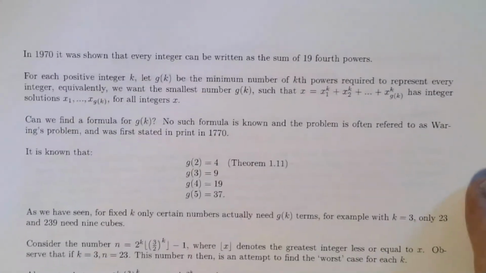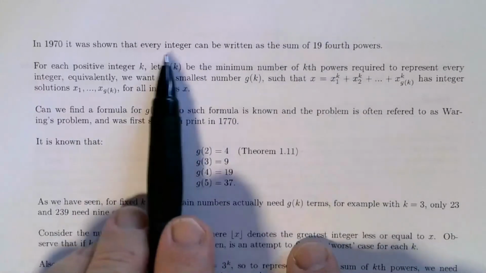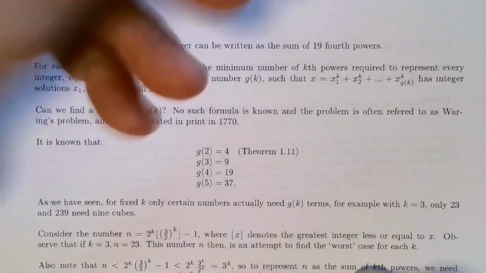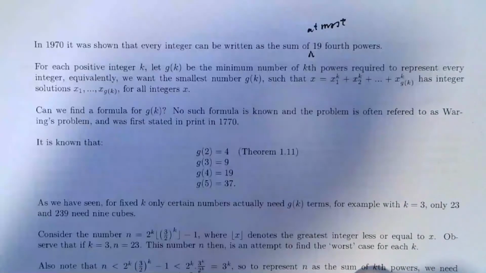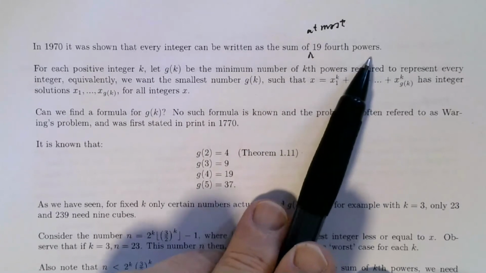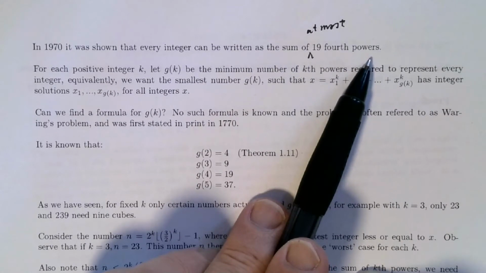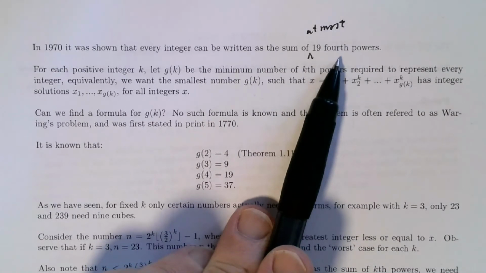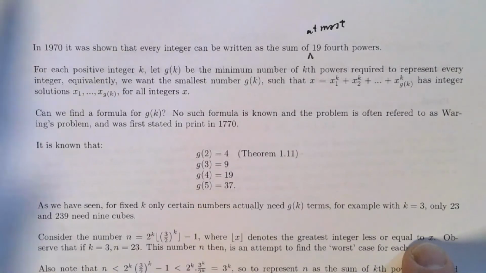Now, in 1970, which is mathematically quite recent, it was shown that every integer can be written as the sum of, at most, 19 fourth powers. So something funny is going on here. These are interesting numbers. We need 4 squares, we need 9 cubes, we need 19 fourth powers. Well, what about fifth powers? I think it's now known that it requires 37 of these.